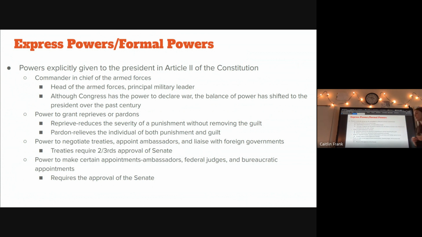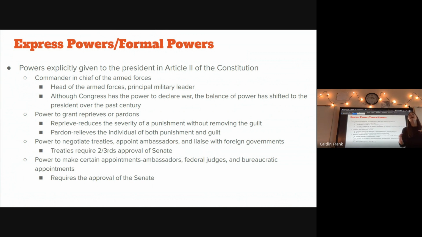They also have the power to grant reprieves and pardons. What's the difference between the two? A reprieve means you're still guilty, but you were punished too severely. So it lessens or ends the punishment. If you've served your time, you're done. It's not saying you're innocent. It's just saying your punishment was too severe.